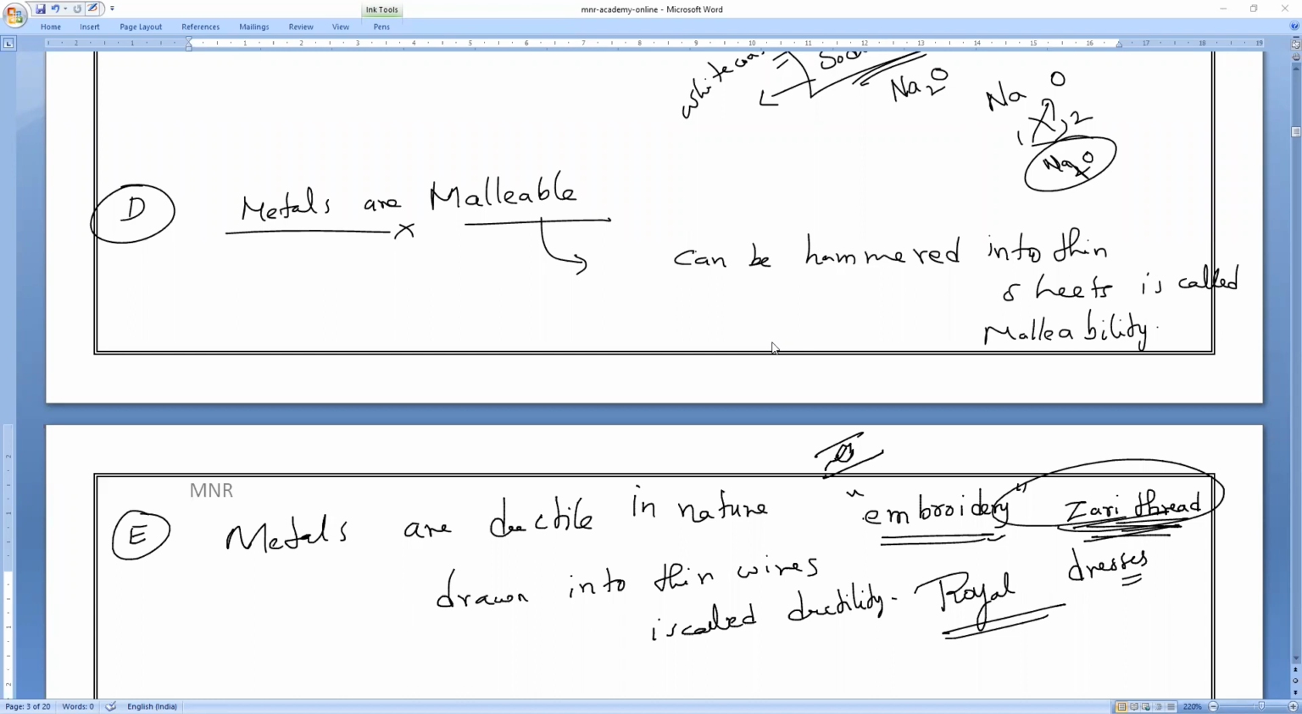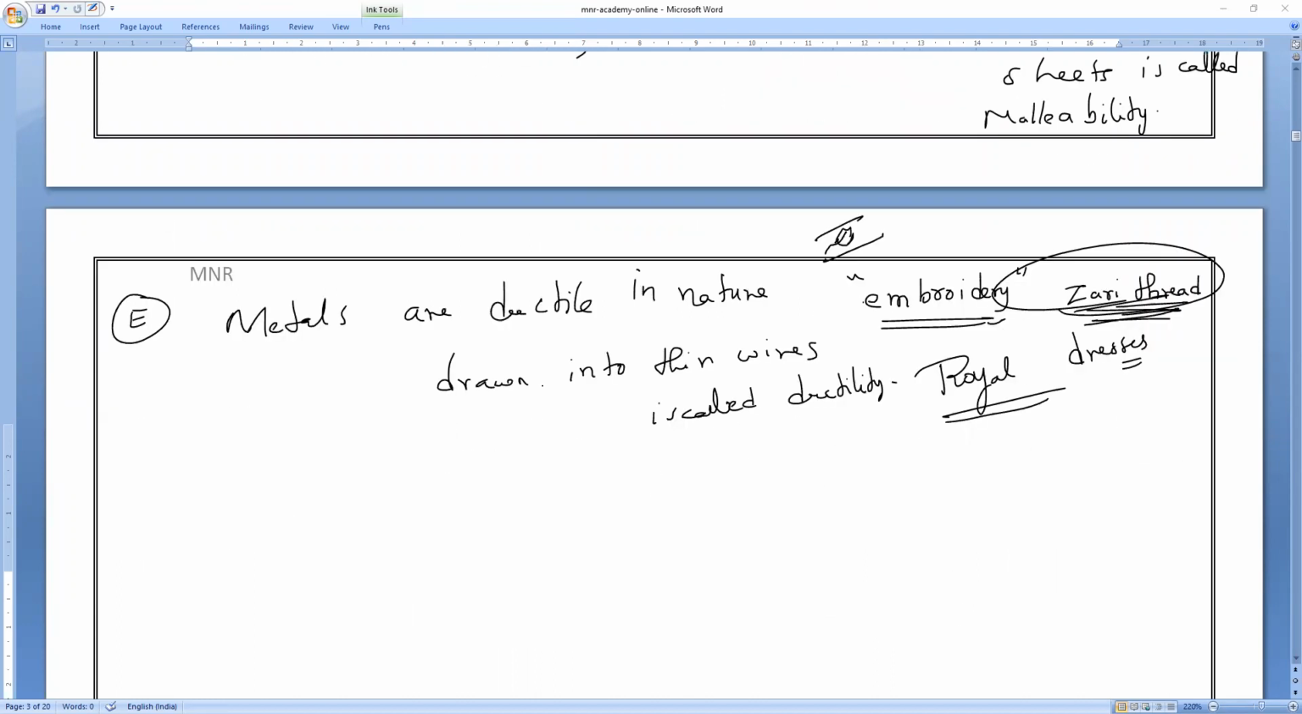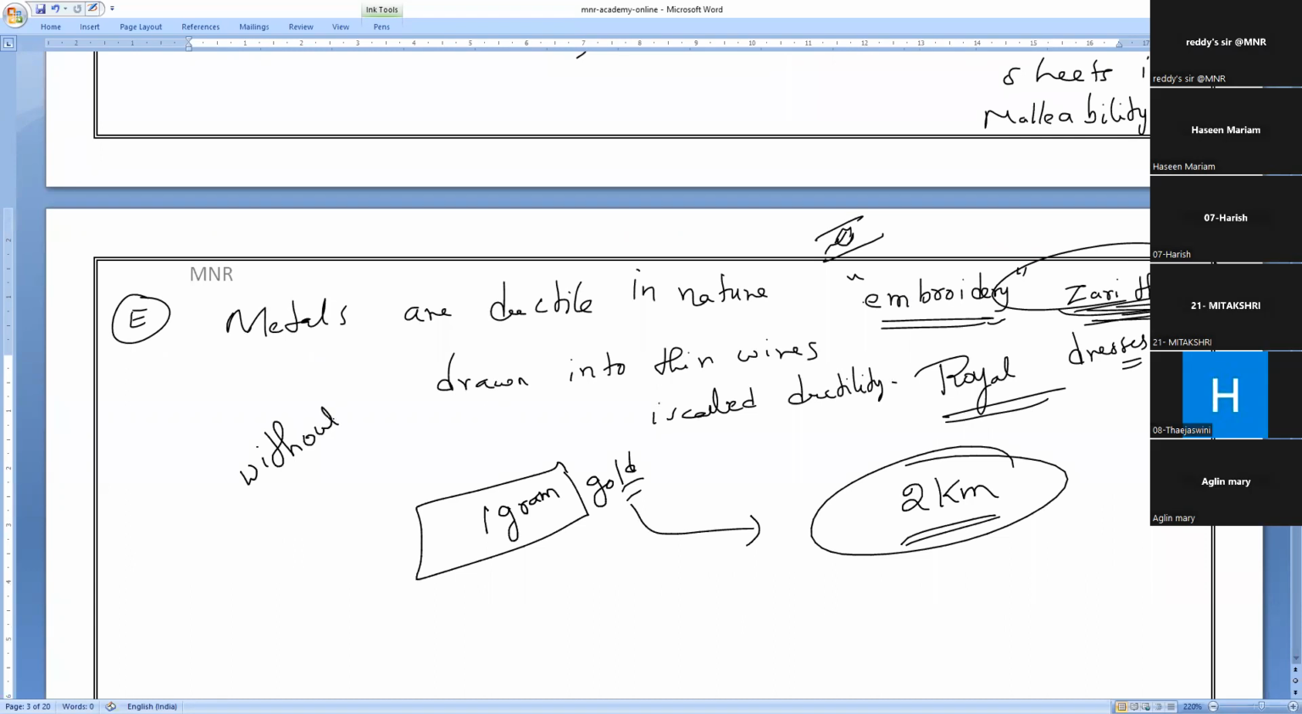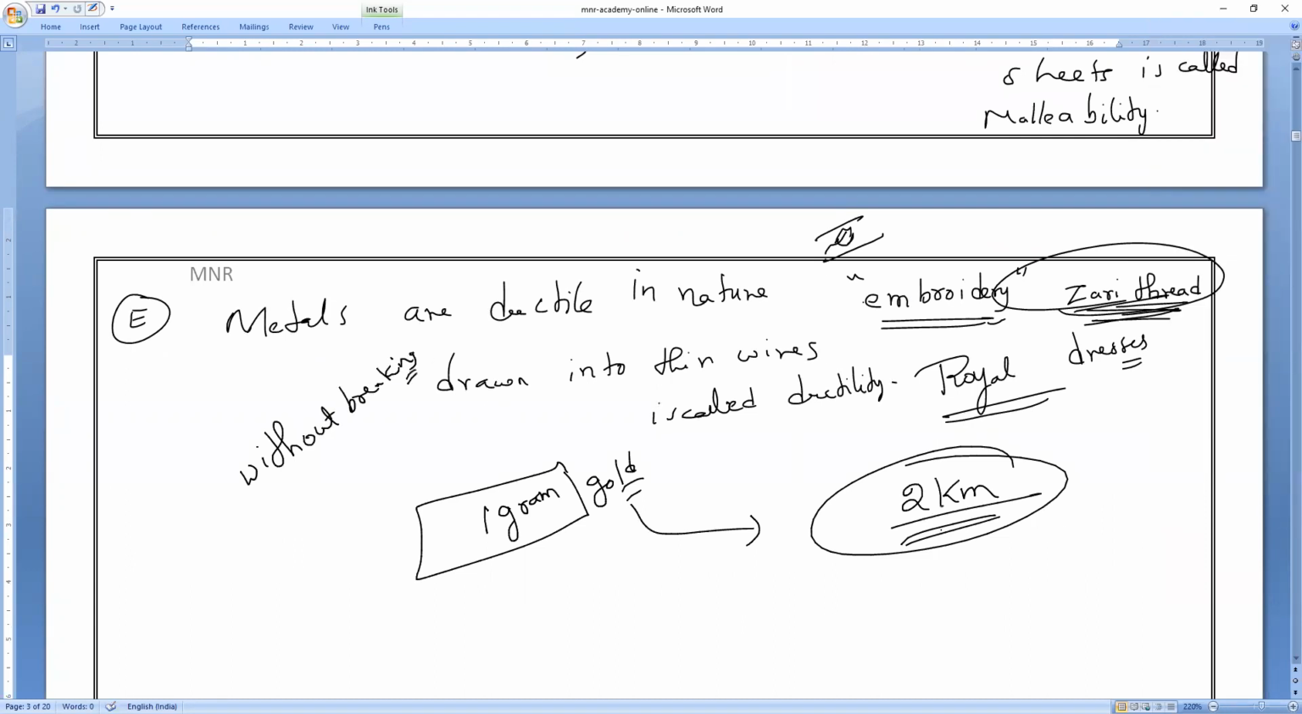So do you know one fact? If I give you 1 gram of gold, just 1 gram of gold, how much will it be? It is not even visible properly. Am I right or wrong? From that 1 gram of gold, you can make a thread up to 2 kilometers. Imagine that. Without breaking, you can draw a wire up to how many kilometers? Everybody? 2 kilometers. Clear?